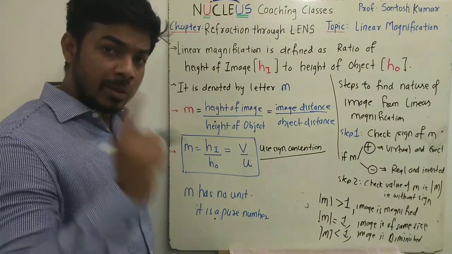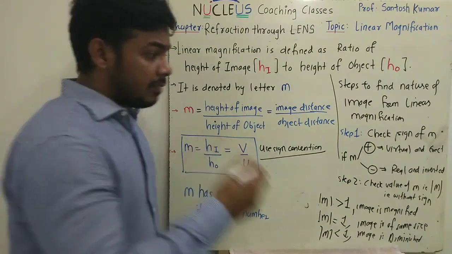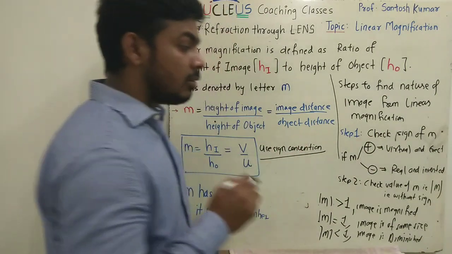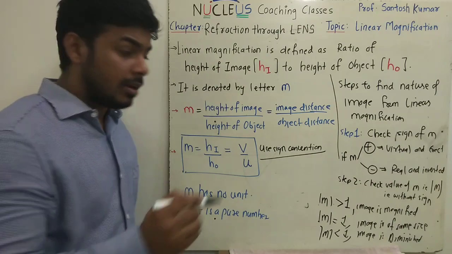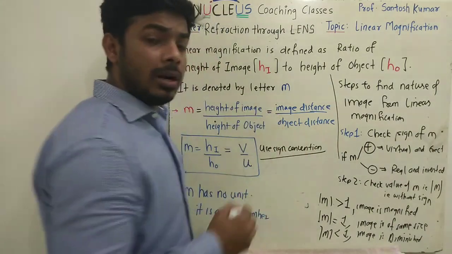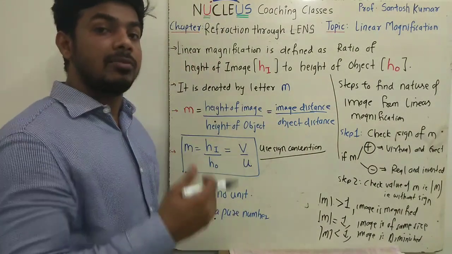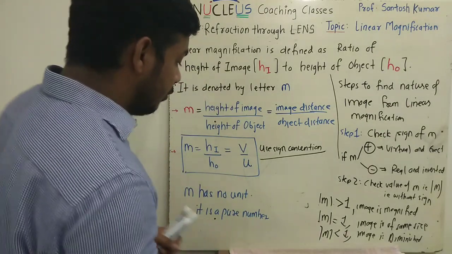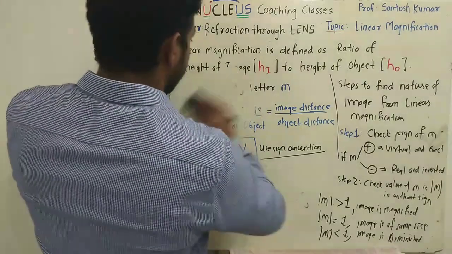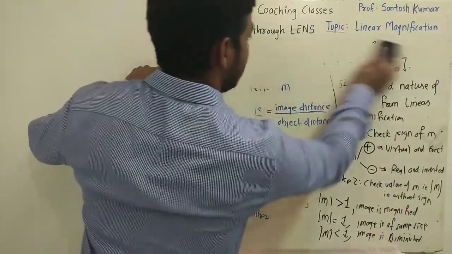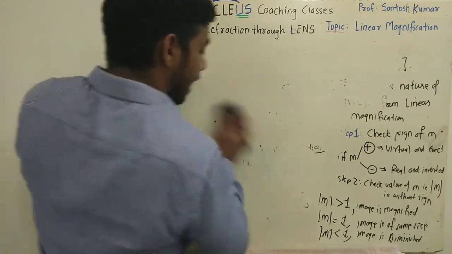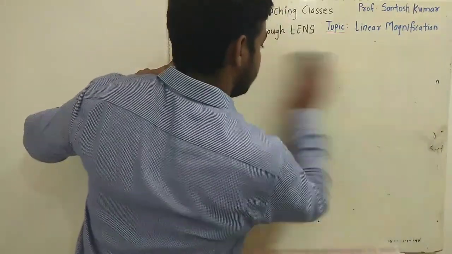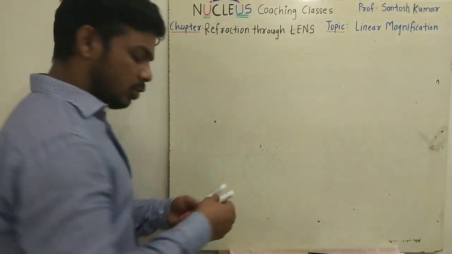The first step, remember, check the sign. If the sign is positive, then the image is virtual and erect, and if the sign is negative, then the image is real and inverted. If the value of M, that is mod M, is greater than 1, then it is magnified, equal to 1, same size, less than 1, diminished. I will give you some examples which will help you to calculate the nature of the image, and you can also name the lenses used, right? It will take 2 minutes.